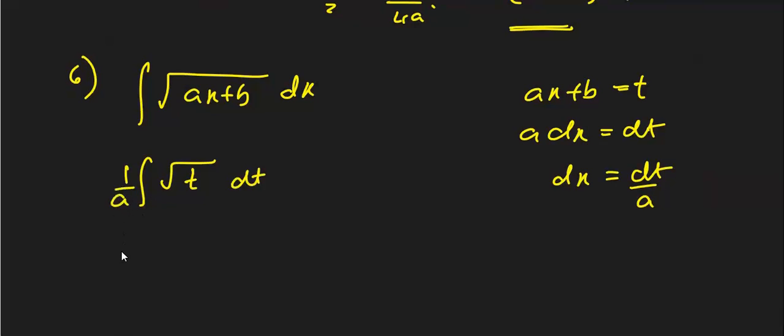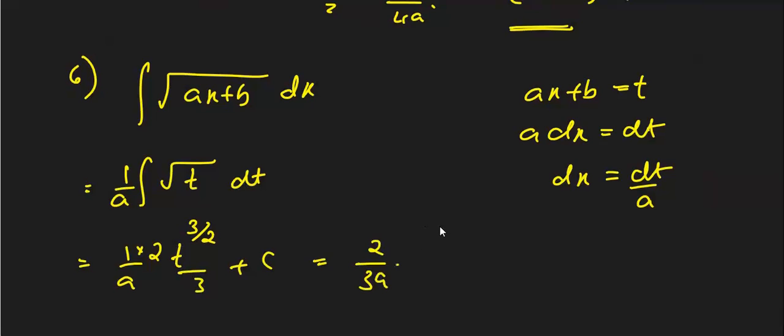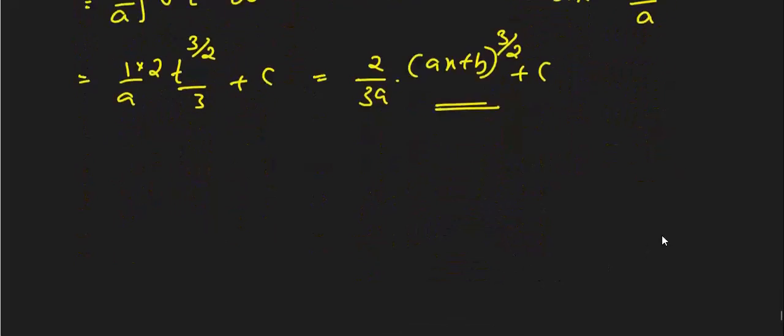Keep that 1 by a as the constant outside. So this is equal to 1 by a. See, integral root t dt means t to the power half, right? So half plus 1 means 3 by 2, divided by 3 by 2 plus c. Can also be written as 2 by 3a. Back substitute the t value. t is ax plus b, whole to the power 3 by 2 plus c. So 2 by 3a into ax plus b to the power 3 by 2 plus c.